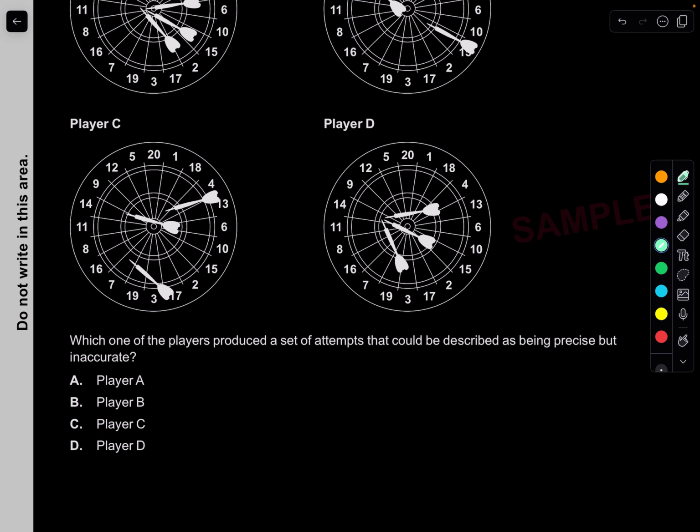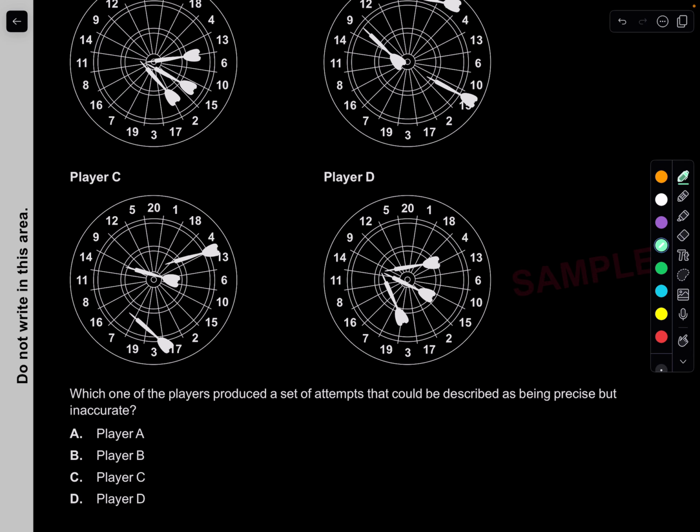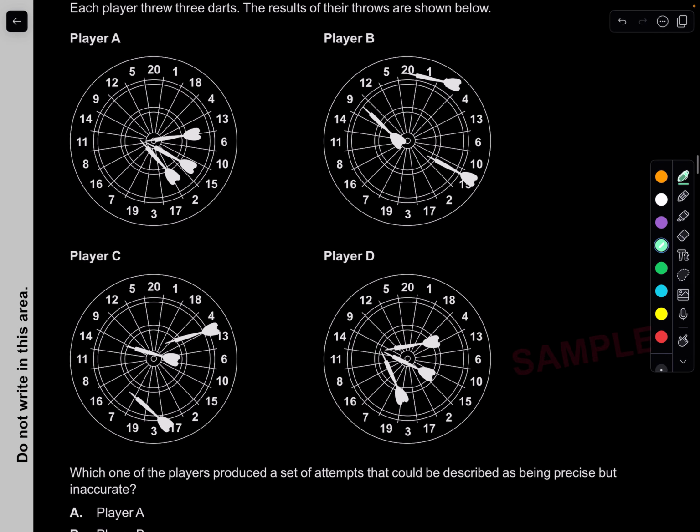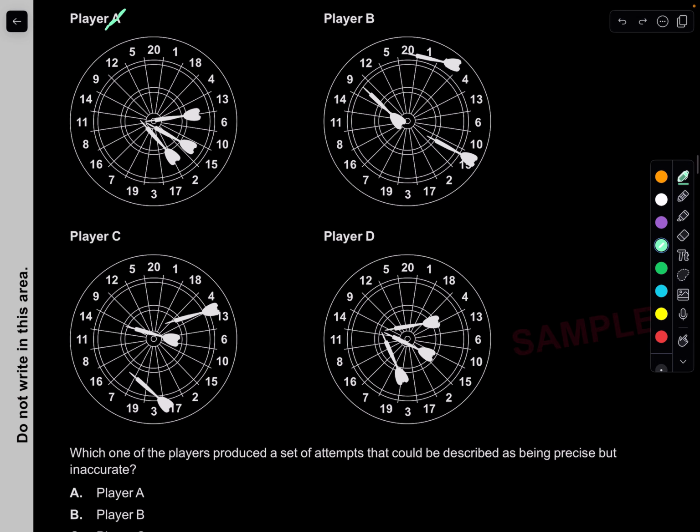Okay, let's think about it. What is precise? If you have high precision, it means that your values are very closely related to each other. Accuracy is how close the value is to the true value. Accurate means that it hits the bullseye, because it hits the true value. So which ones don't hit the bullseye? A looks like it's hitting the bullseye, so A is wrong. B, okay, and basically the other ones don't hit the bullseye.